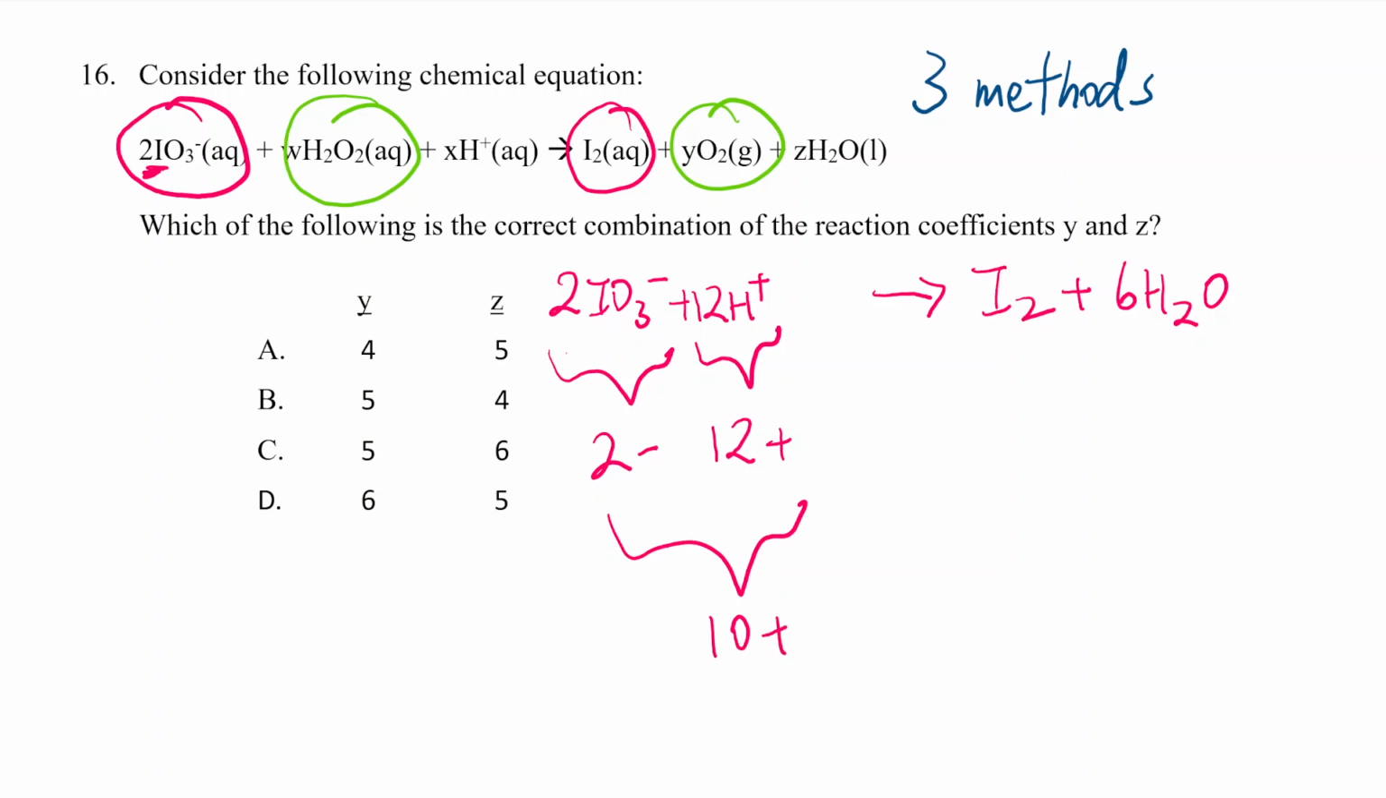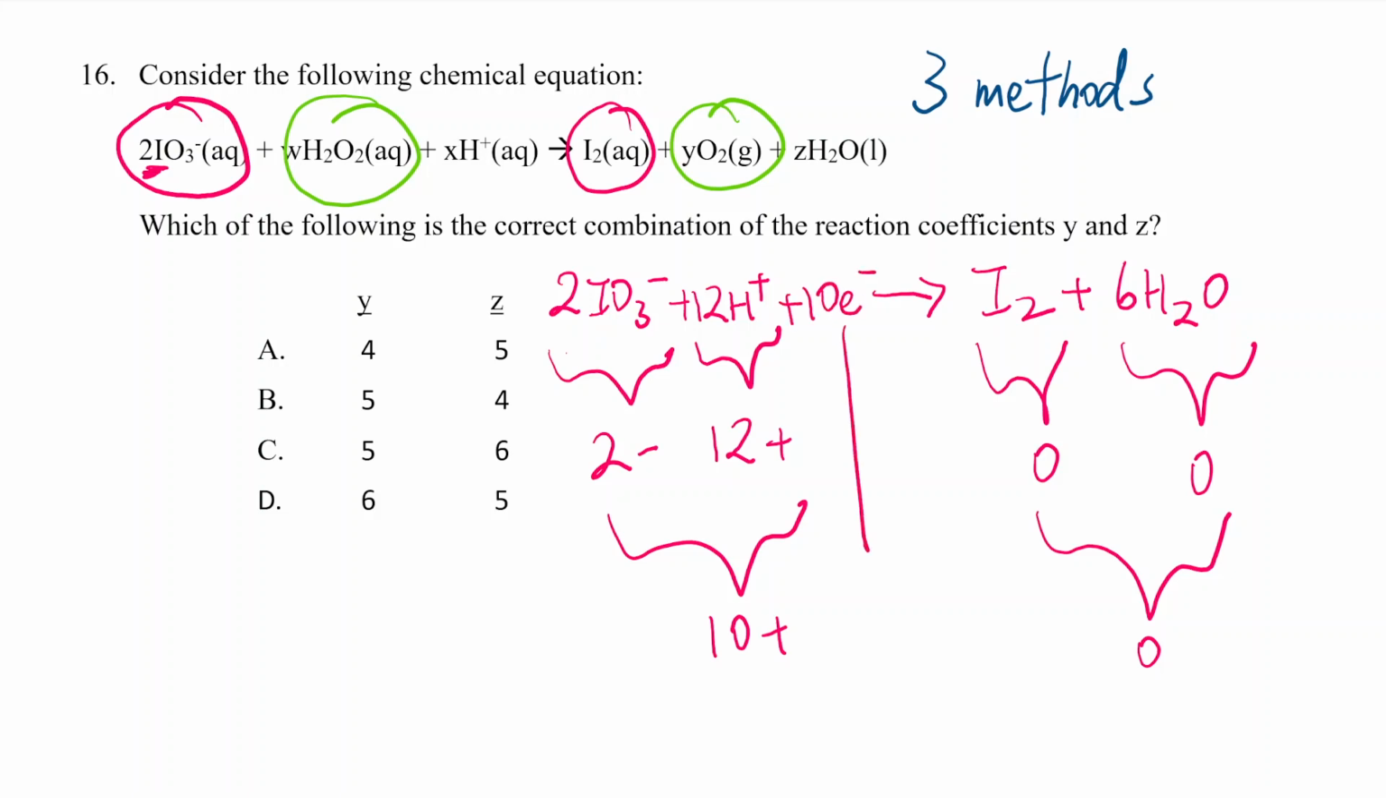Okay, so the overall charge on the left-hand side is 10 positive. How about on the right-hand side? Iodine is 0, there's no charge. Water, there's no charge on the top right here. You don't see anything there. It's also 0. So the overall charge here is 0. So how do I balance the left-hand side and right-hand side? Obviously, I need to add 10 electrons on the left-hand side in order to balance the charge. So 10 negative here. Now 0 on the left, 0 on the right, perfectly balanced.